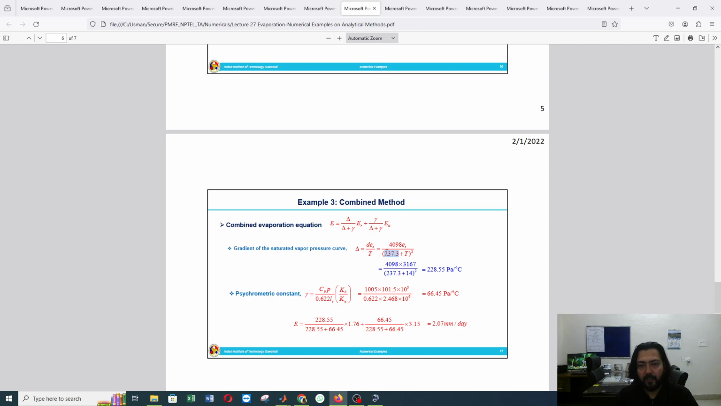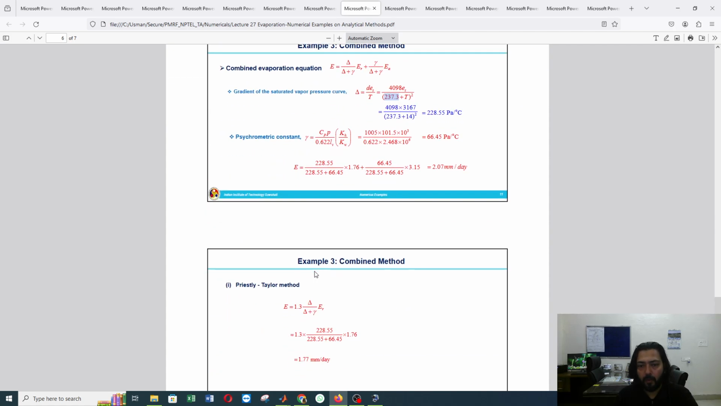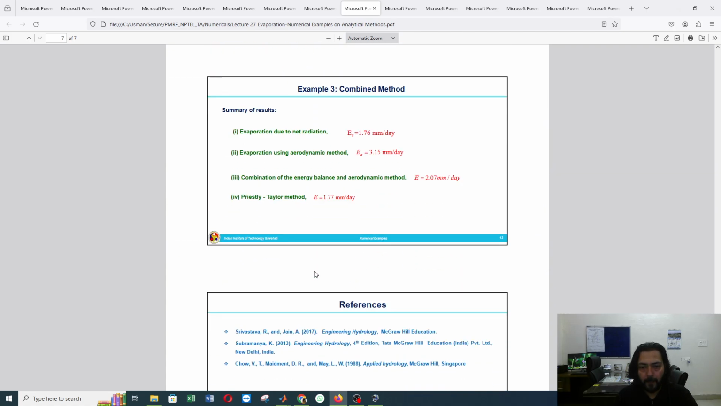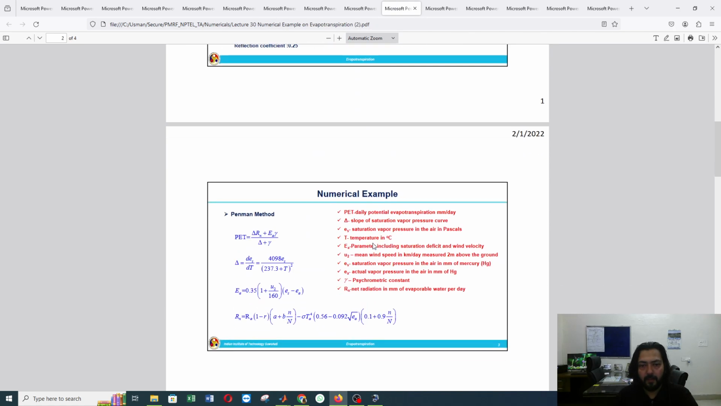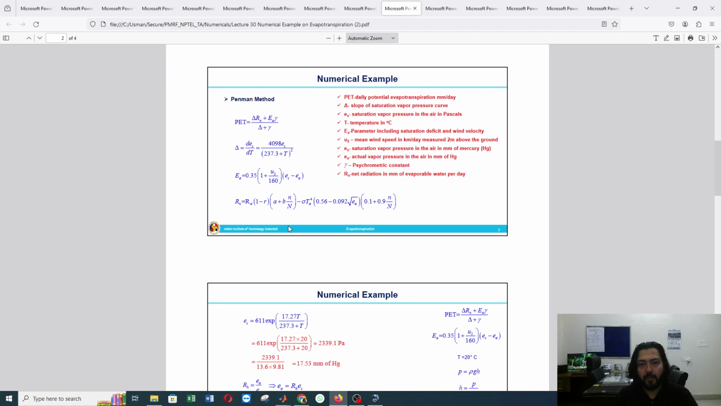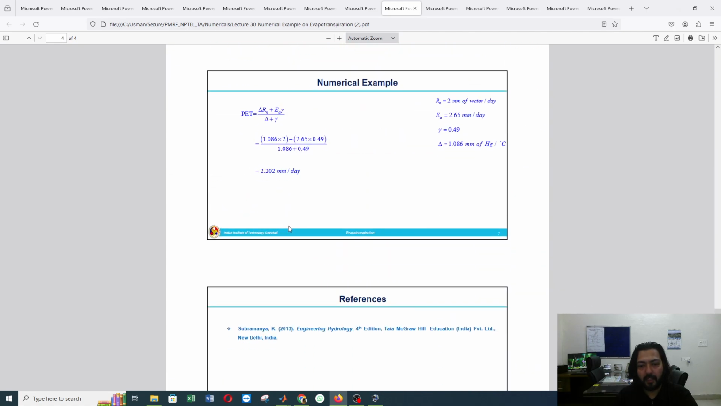Now that we have calculated each of the variables, we can simply substitute in this equation, and we can get the value of evaporation. Similarly, just go and revise the Penman method also, because the equations are quite large.